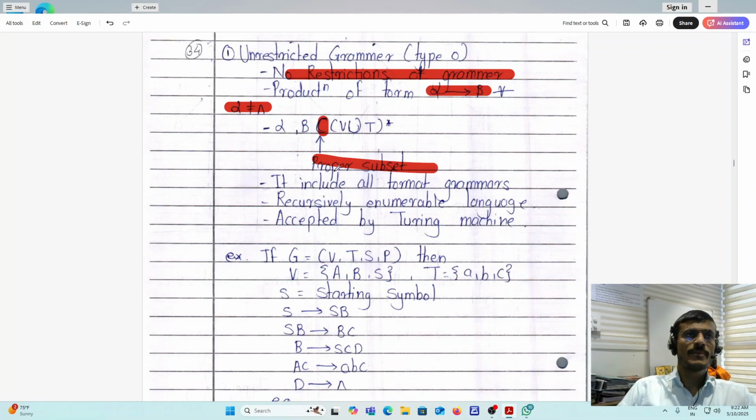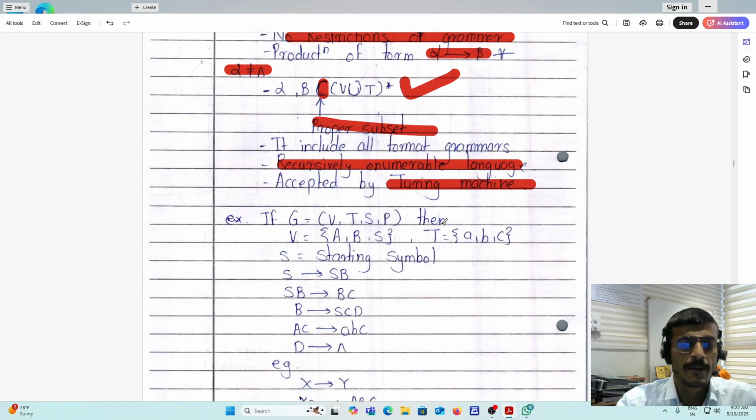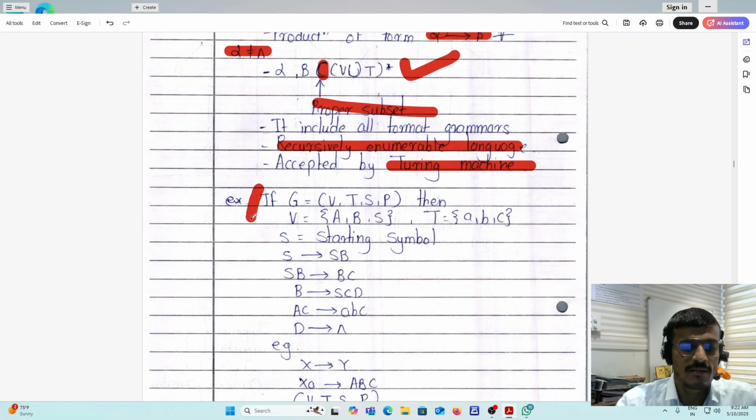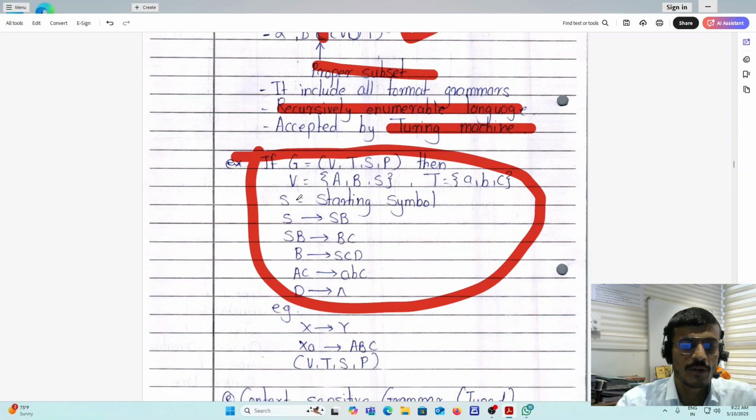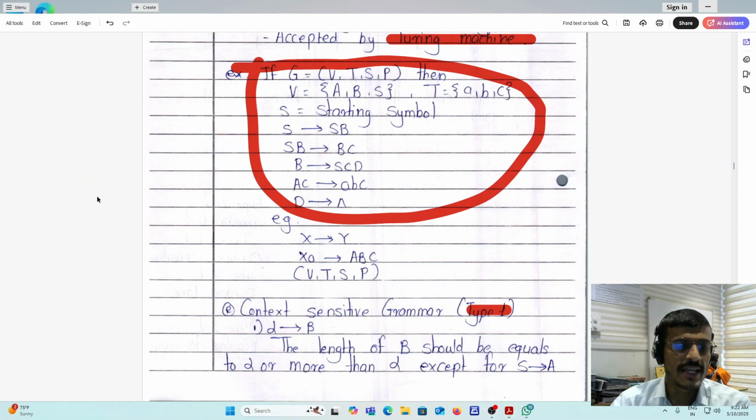In the case of unrestricted grammar, the production is in the form alpha tends to beta, where alpha is not equal to null, and beta should be a proper subset of (V union T) star. That is the thing with respect to the unrestricted grammar, which is also called a recursively enumerable language accepted by Turing machines. Fine. So that is the one example we have mentioned here. You can go through this example also. The next one, context sensitive grammar, is also called type 1. In the case of context sensitive, you can see here, again it is in the form alpha tends to beta.